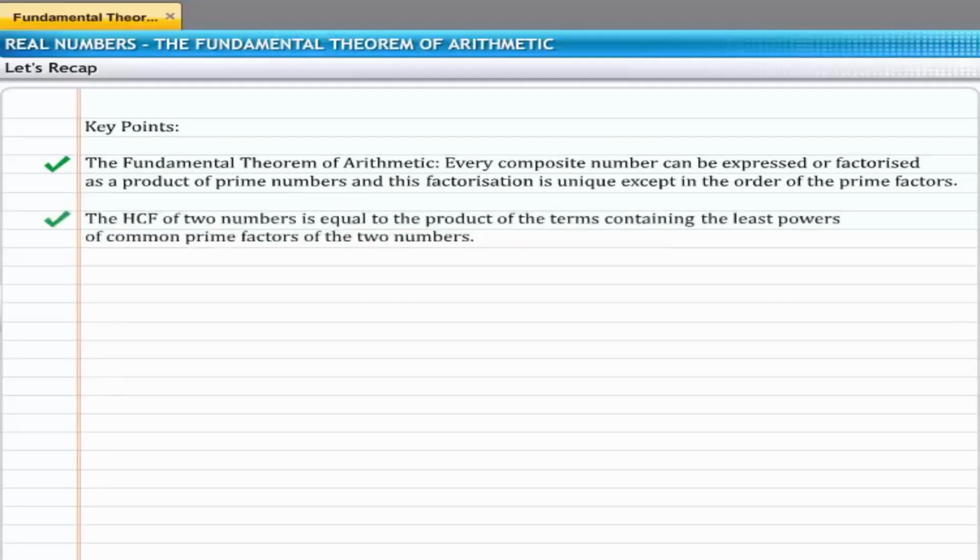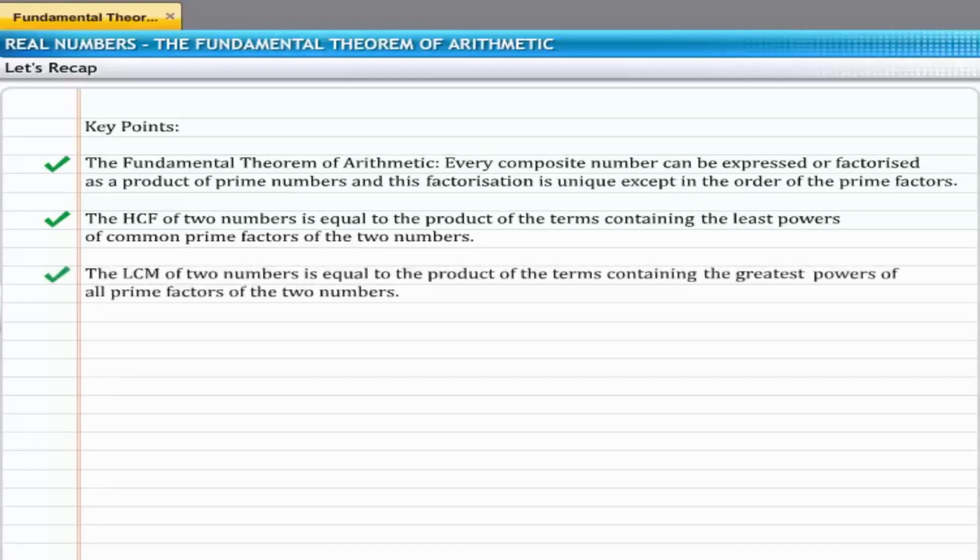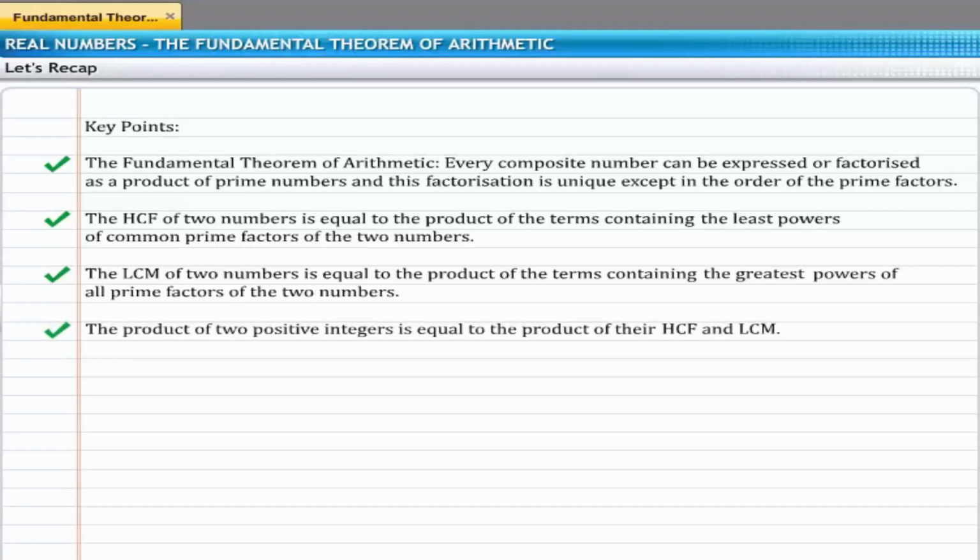You have also learned that the HCF of two numbers is equal to the product of the terms containing the least powers of the common prime factors of the two numbers. The LCM of the two numbers is equal to the product of the terms containing the greatest powers of all prime factors of the two numbers. And the product of two positive integers is equal to the product of their HCF and LCM.